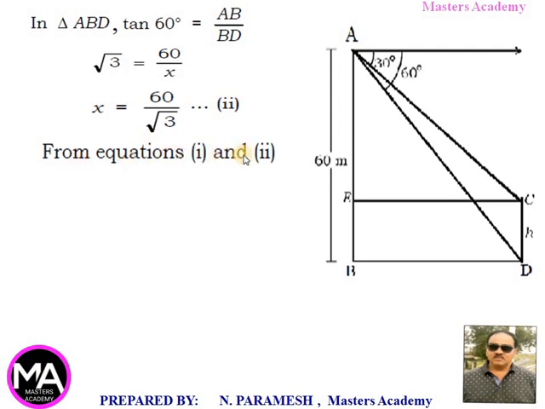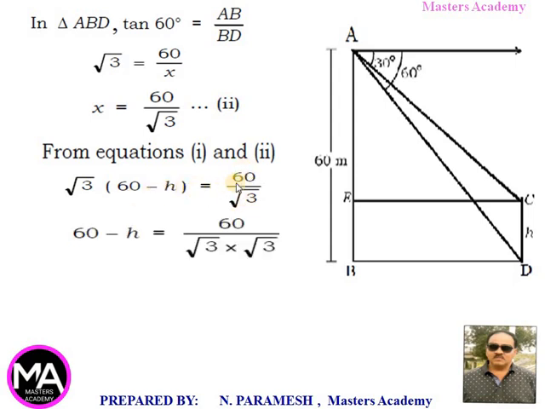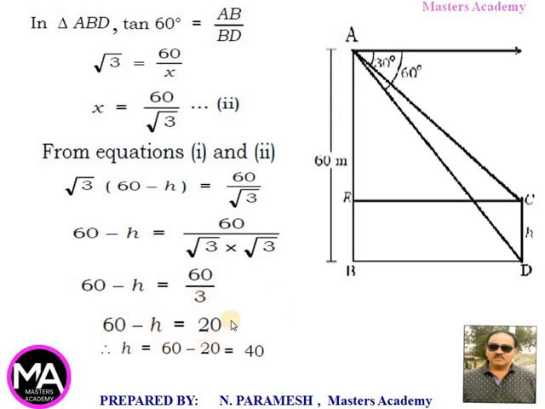From equations 1 and 2, root 3 bracket 60 minus H is equal to 60 by root 3. 60 minus H is equal to 60 by root 3 into root 3. 60 minus H is equal to 60 by 3. 3 20s get cancelled. 60 minus H is equal to 20. H is equal to 60 minus 20, that is equal to 40. Therefore, the height of the pole is 40 meter.